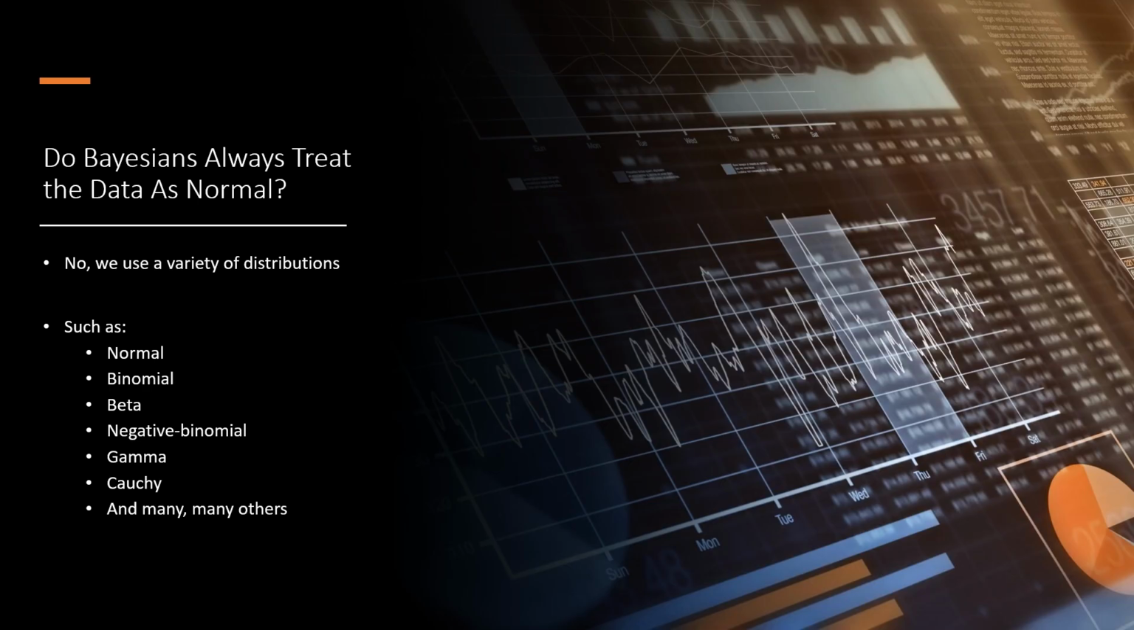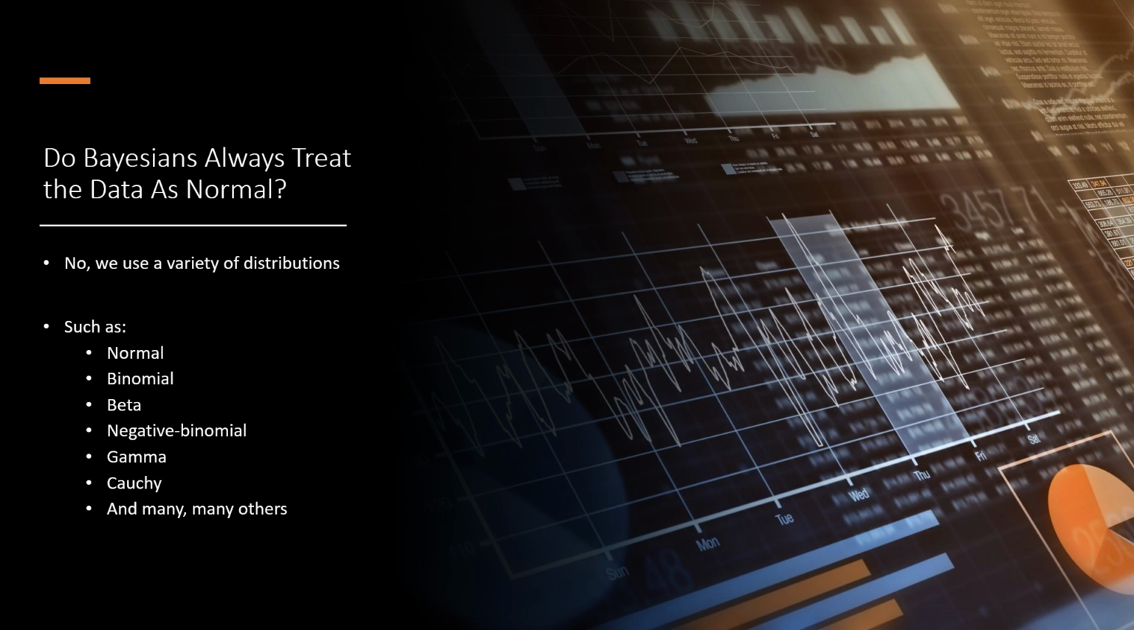So do Bayesians always treat the data as normal? No. Like I mentioned, we use a variety of distributions, and here's some examples. One of the fun ones is gamma. The gamma distribution is really fun if you have data that can't go negative. We can also do truncated versions of these different distributions, and there's lots and lots and lots of ones to choose from. And why you might choose them could be for different reasons.